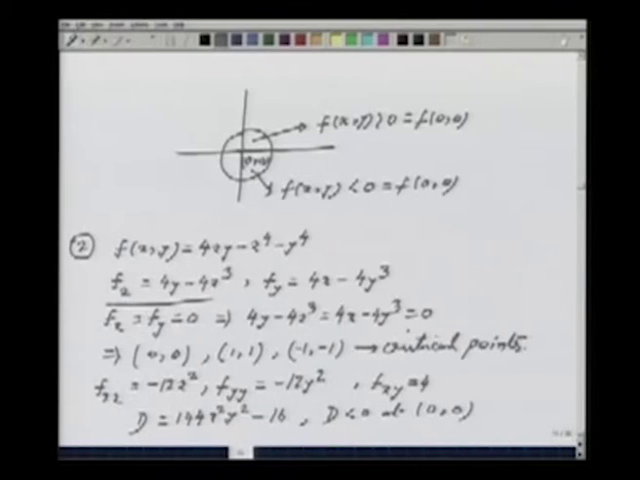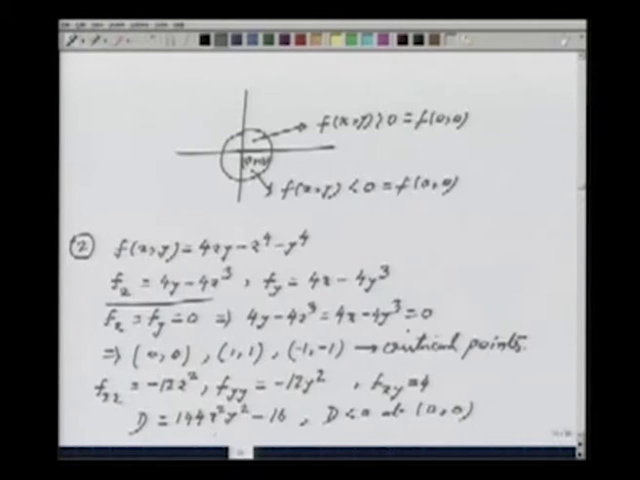Now what happens at 1, 1 and minus 1, 1? Now if I put x and y both to be equal to 1, then d is positive. So d is bigger than 0 actually at 1, 1 and minus 1, 1 both. Since in the expression of d I have a square in x and square in y, it doesn't matter whether I put plus 1 or minus 1. So in any case I get d to be positive.